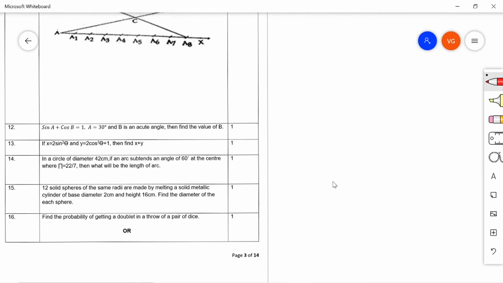So this is again very simple. Directly from the formula you can solve this question. So write down length of the arc is given by theta by 360 degree into 2 pi r. Right. So the angle subtended by the arc is theta.